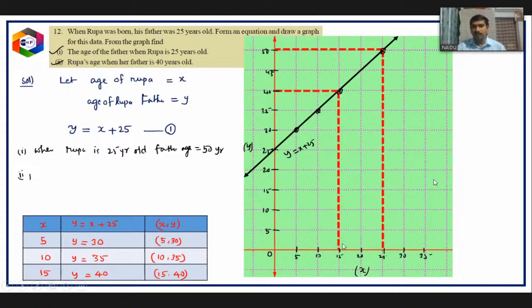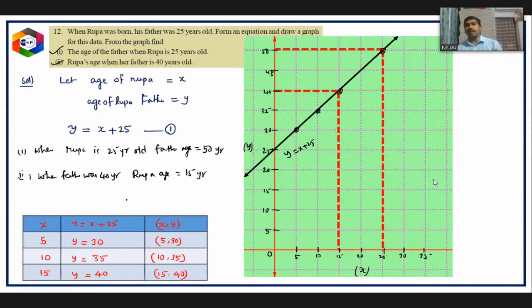So now it is clearly intersecting at 15. So it is very easy, no need of any calculation. From the graph we can know that when father was 40 years, then Rupa's age is equal to how many years? Yes, it is 15 years.